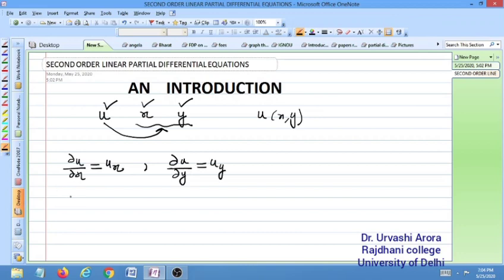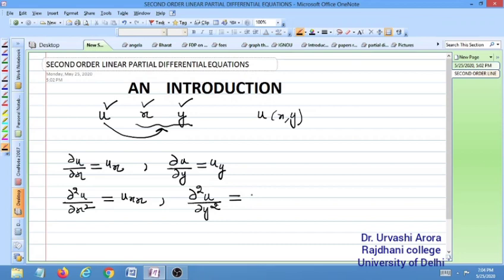Or the second order derivatives which can appear are del square u by del x square, that is u is differentiated with respect to x partially twice, and again we are in the habit of denoting this by uxx. The other second order partial derivative which can appear is del square u by del y square, that is differentiating u partially with respect to y twice, and we are in the habit of denoting this by uyy.